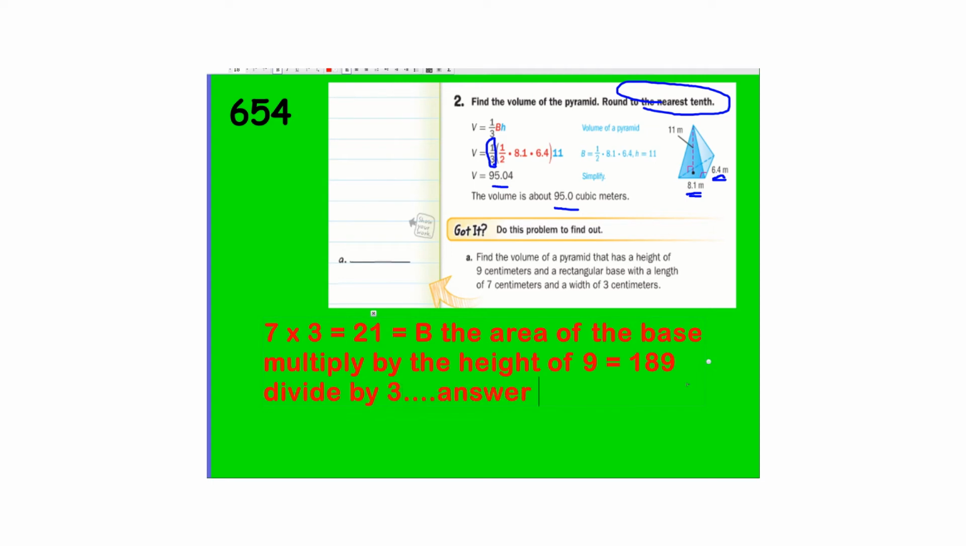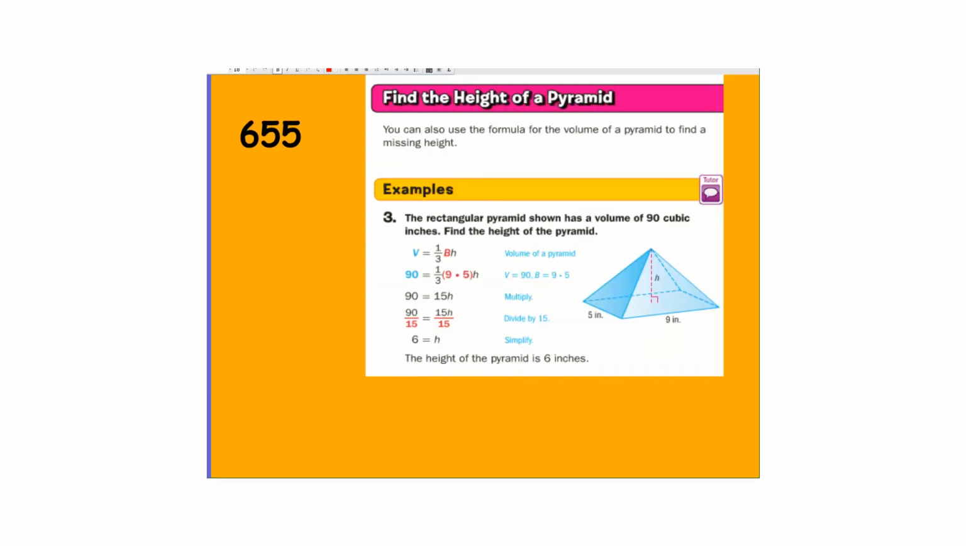Answer is 63 cubic centimeters. All right. 655. Same thing. Rectangular pyramid.